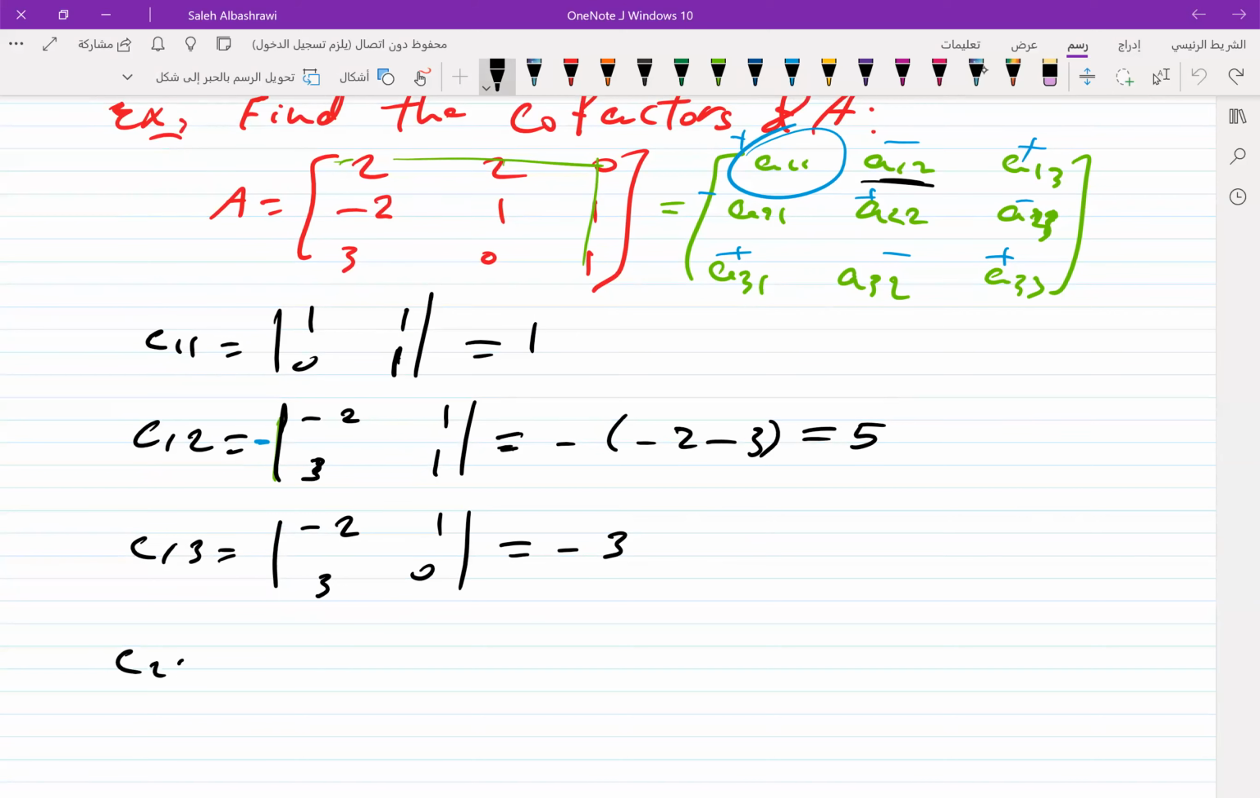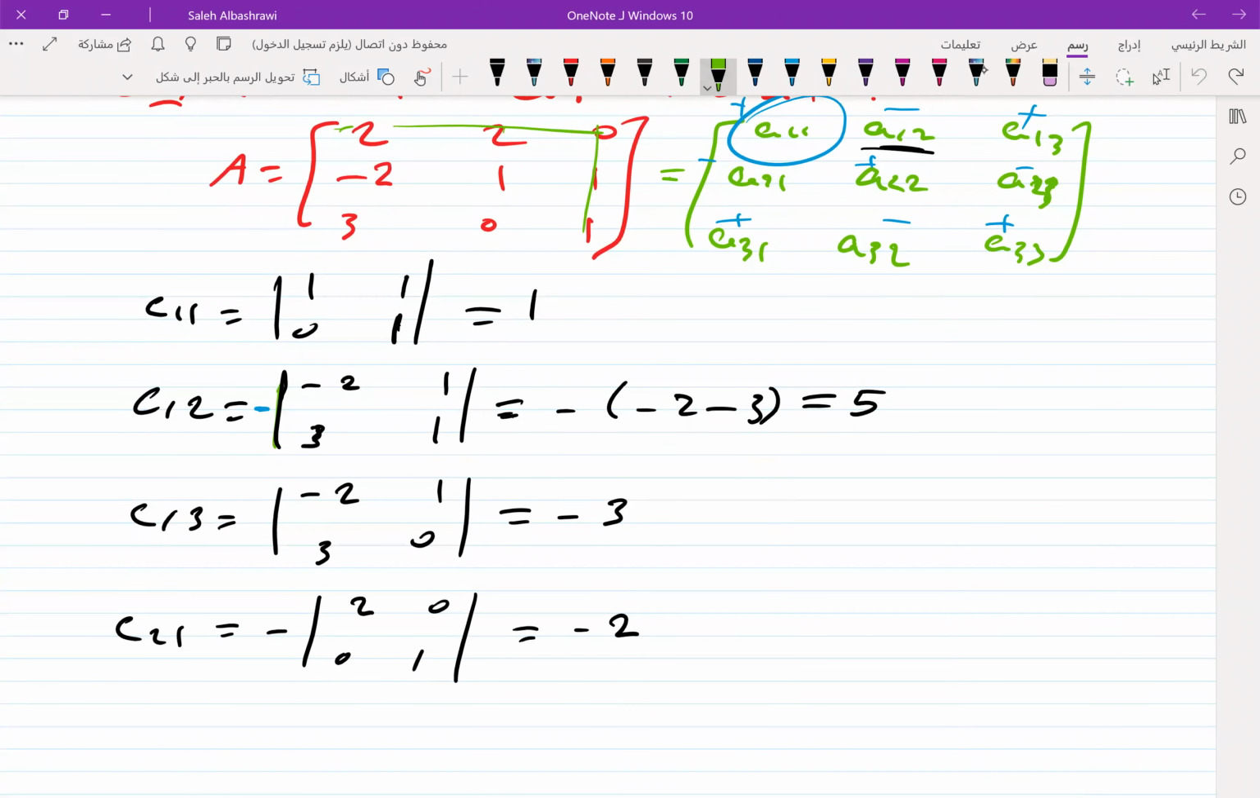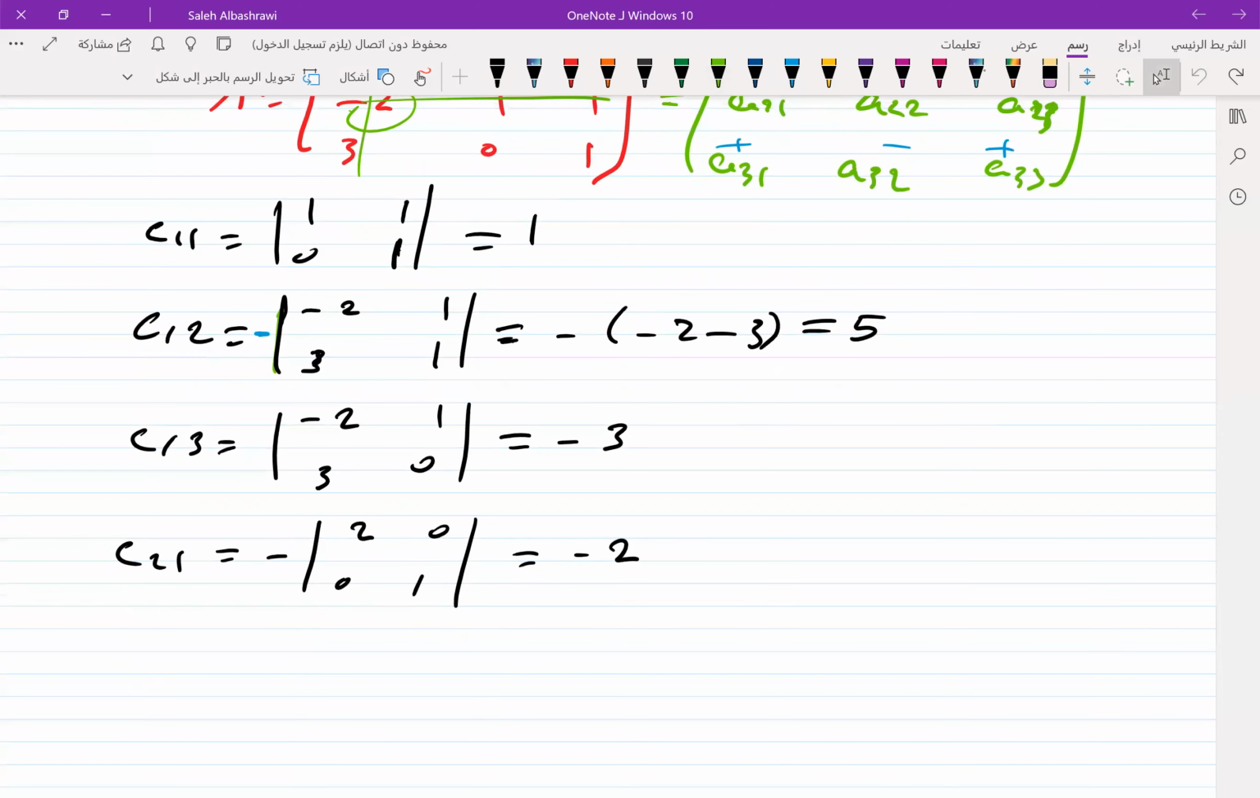C21. Now we are moving to the next row, the second row, equal to minus, it will be minus 2 or 2, 0, 0, 1, which is equal to minus 2. For this one, we are dealing with the first column, second row. That is C21.